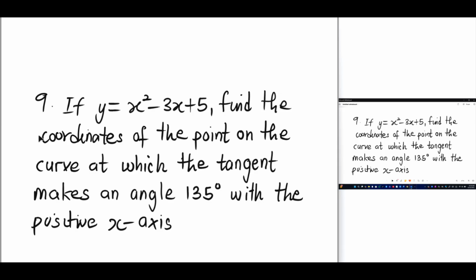Still on application of differentiation in relation to tangent and normal to a given curve. We have our ninth question here, which says if y is equal to x squared minus 3x plus 5, find the coordinate of the point on the curve at which the tangent makes an angle of 135 degrees with the positive x-axis. So we are to find the point where the tangent touches the curve and it makes an angle of 135 degrees with the positive x-axis.